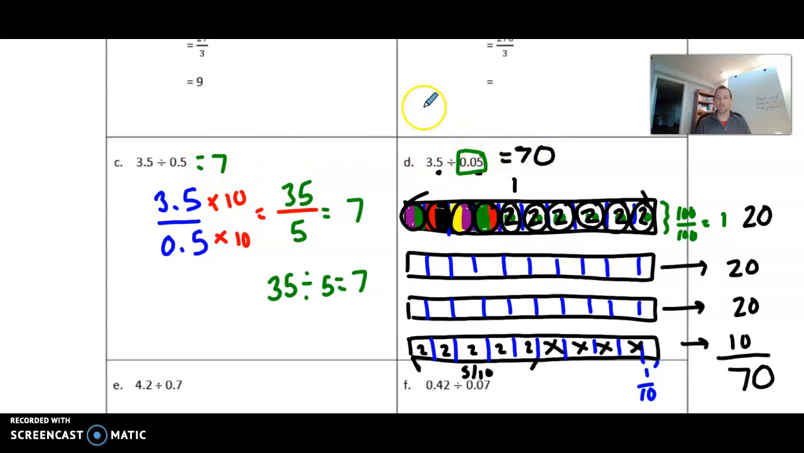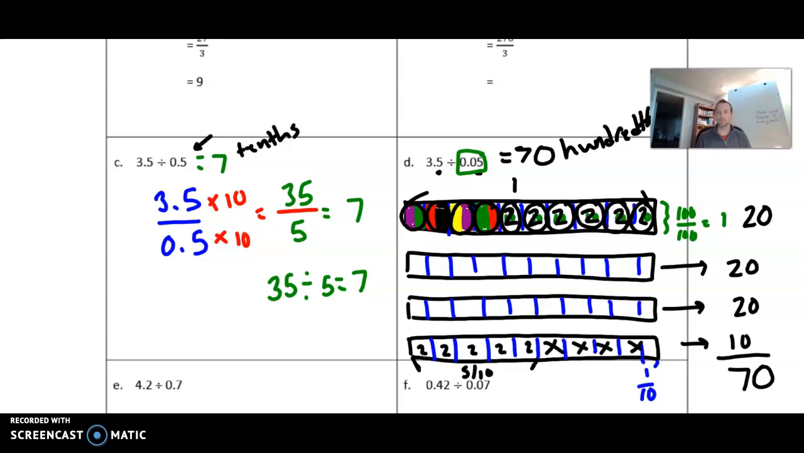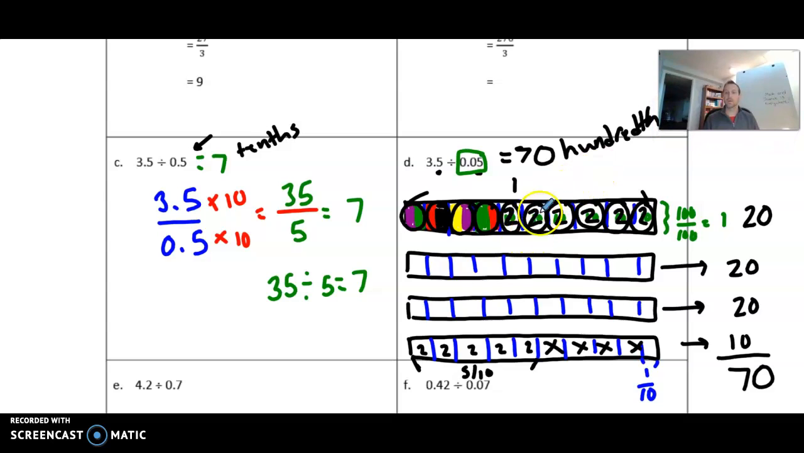Very similar, but there's going to be 10 times as many in this particular problem compared to this one, because this one here is 10 times as big. Right? Think of this as 7 tenths, and these are 70 hundredths. So a different amount. So that is models. But notice how models take a long time to do.